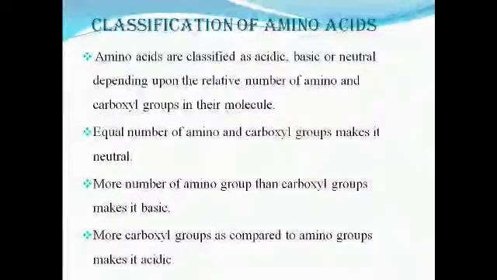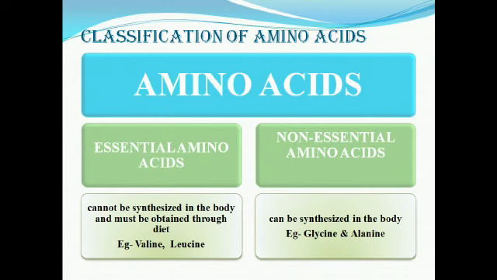Classification of amino acids. Amino acids are classified as acidic, basic, or neutral depending upon the relative number of amino and carboxyl groups in their molecule. If there are an equal number of amino and carboxyl groups, the amino acid is neutral. If the amino group is more than the carboxyl group, it makes the amino acid basic. If there are more carboxyl groups as compared to amino groups, then the amino acid will be acidic in nature.